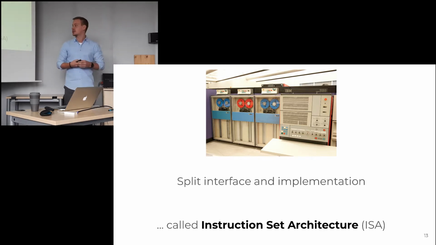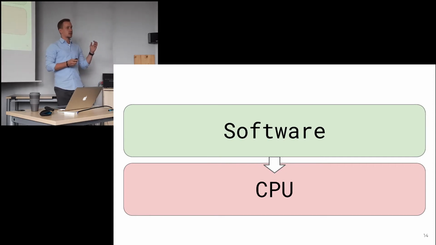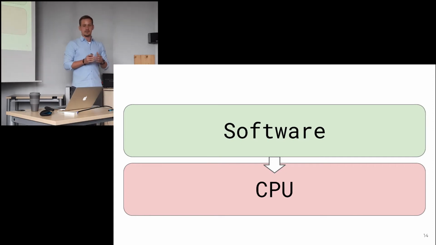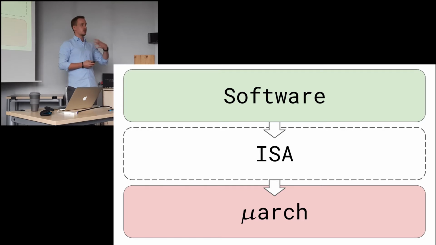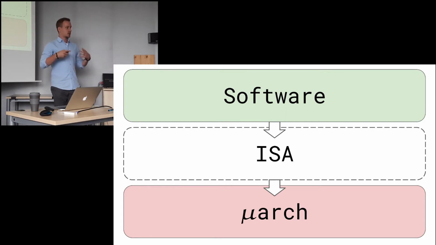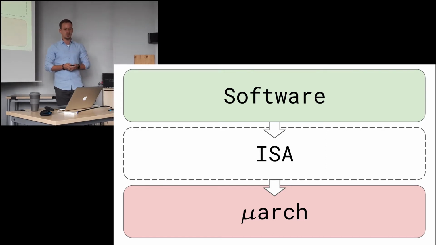This abstraction was called Instruction Set Architecture, ISA. Before this abstraction, we had software that was written more or less directly towards the CPU, towards the hardware. And now we can write software against the abstraction, which stays more or less the same among generations, but the underlying hardware implementation of it can change independently. And it was a very useful idea. It picked up, and it still stays with us to these days.